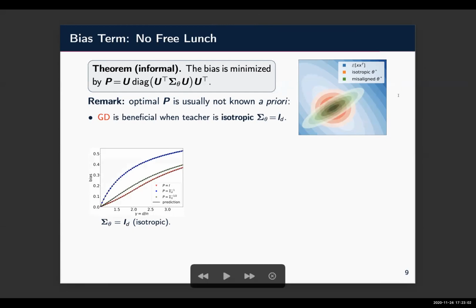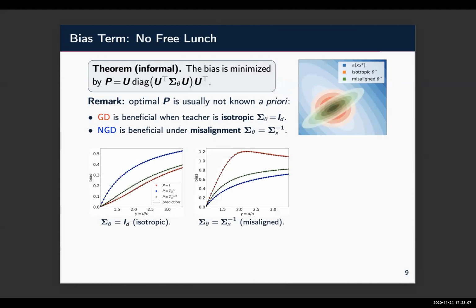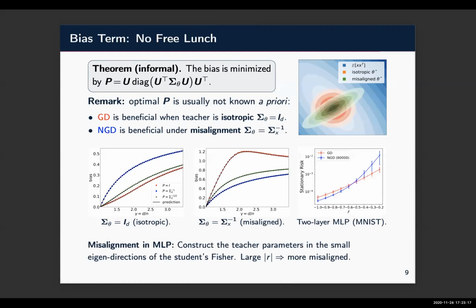You can see this from the red curve. But when the two covariances are misaligned, remember that this corresponds to the difficult learning problem, the natural gradient descent, which is the blue curve, is going to achieve lower bias. We're also able to observe this kind of trend in neural networks, but the construction is rather artificial, and I don't think it's very robust.